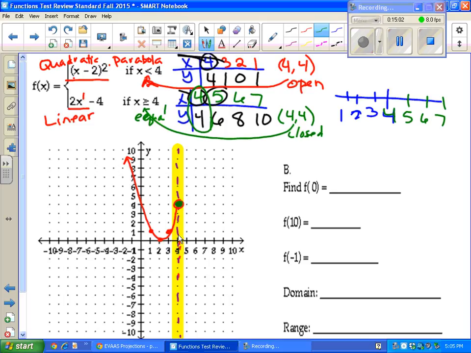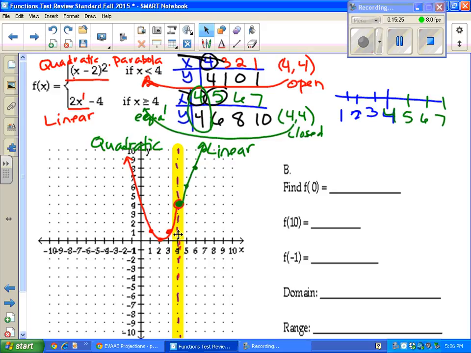So I'm going to go (5, 6), (6, 8), and then (7, 10). I have a steep straight line and it's linear. So this side of the graph is quadratic. It is a parabola, or at least a piece of a parabola, and this side is linear. And they actually do meet right there.